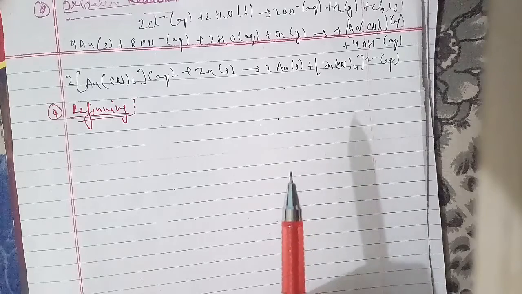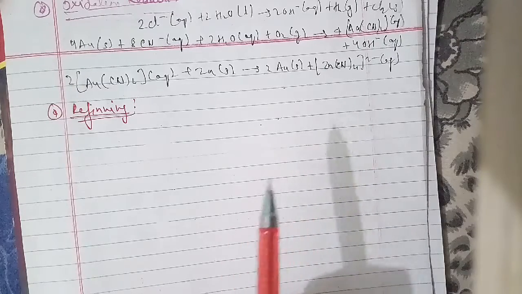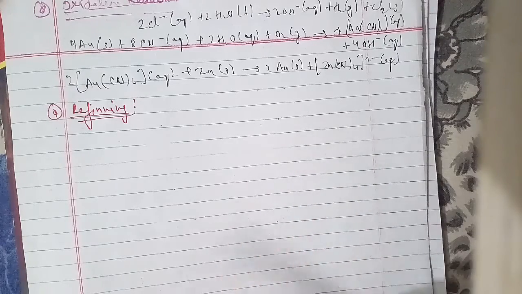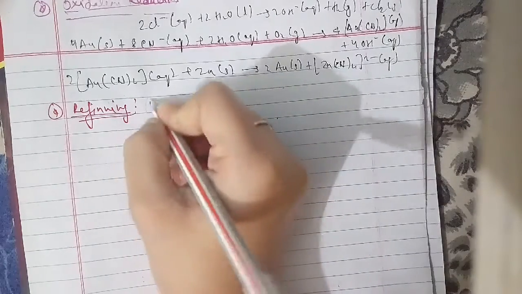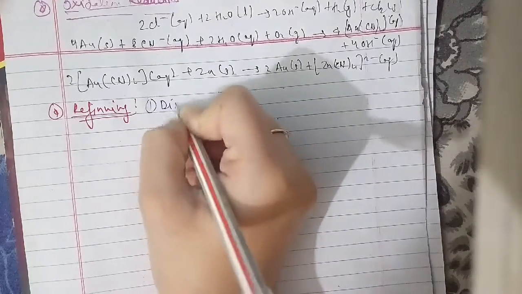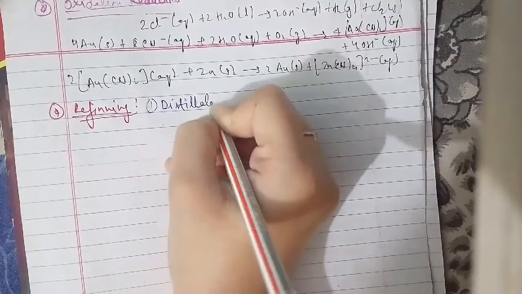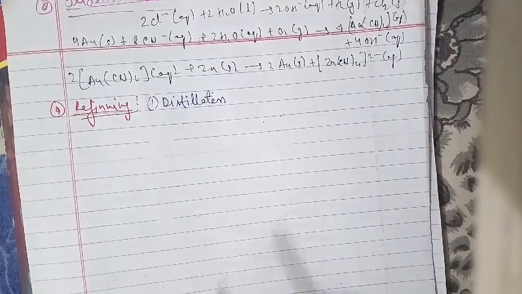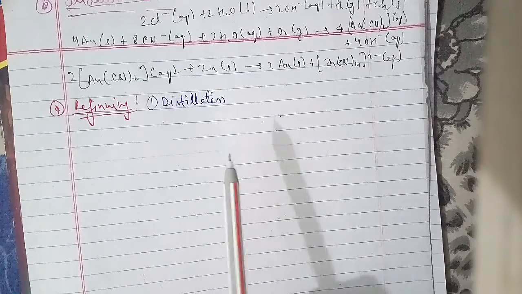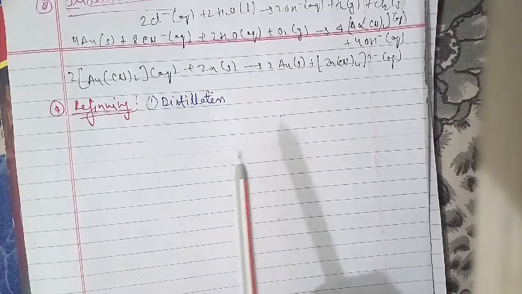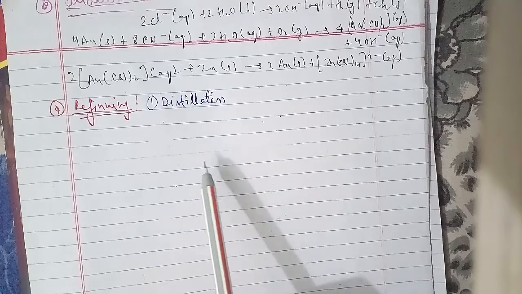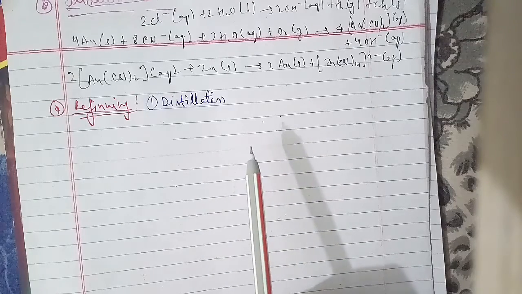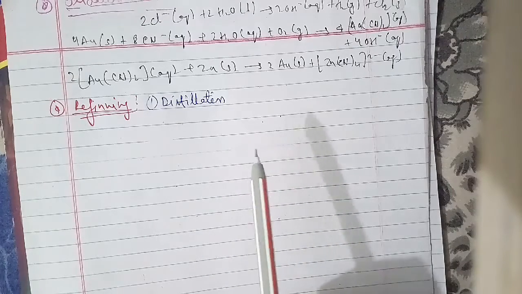The third we have is electrolytic refining. In this method the impure metal is made to act as anode, and a strip of the same metal in pure form is used as cathode. They are put in a suitable electrolytic bath containing the soluble salt of the same metal. The more basic metal remains in the solution, and the less basic ones go to the anode mud.